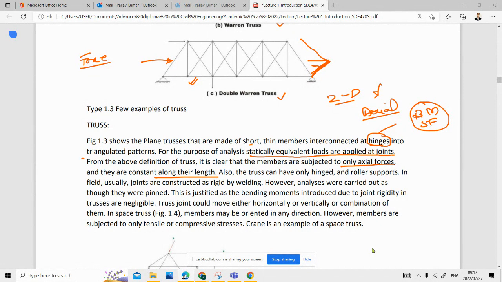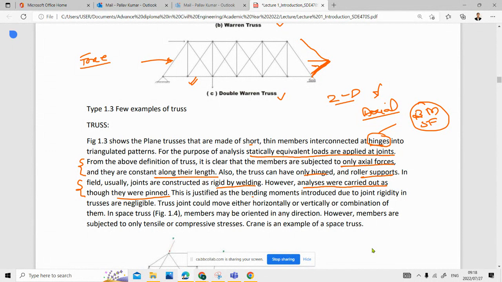So now you are upgrading your knowledge, so definitely you need to understand that it's not like that. The forces keep on changing, but we made an assumption that the forces are the same all along the length. The truss can have only hinged and roller support, right? In the field, usually joints are constructed as rigid by welding. However, analysis is carried out as though they were pinned. So remember this, you already welded, but we always analyze them as a pin.